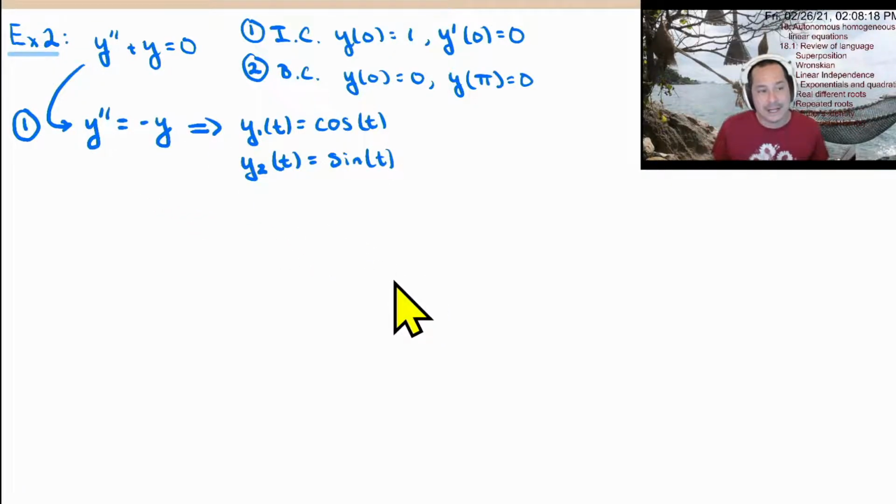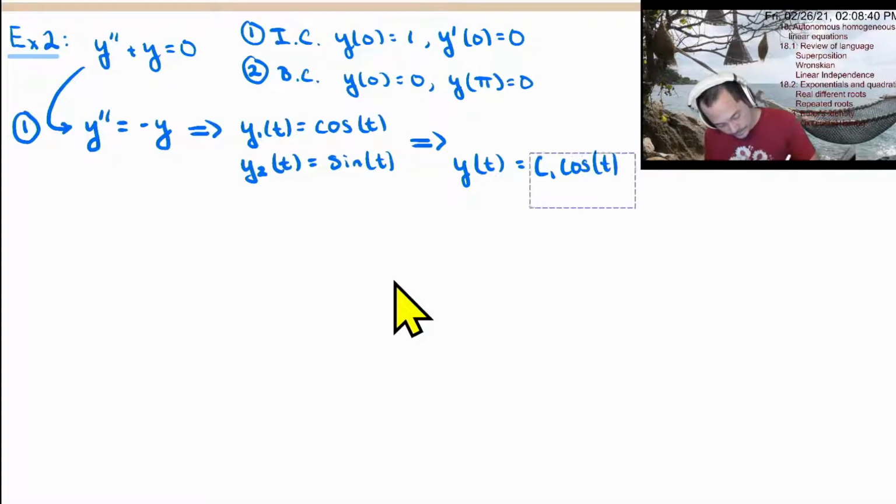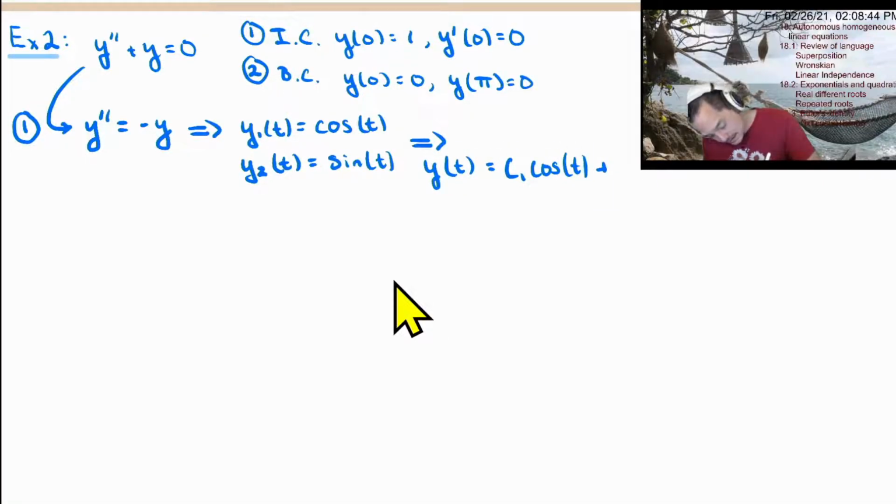Okay? So these are the functions that satisfy the word problem, right? And now that I have two functions to the differential equation, I need to think about what I am going to do with these two functions. Well, now the implication is that I'm going to write this as y of t is equal to c1 cosine of t plus c2 sine of t.